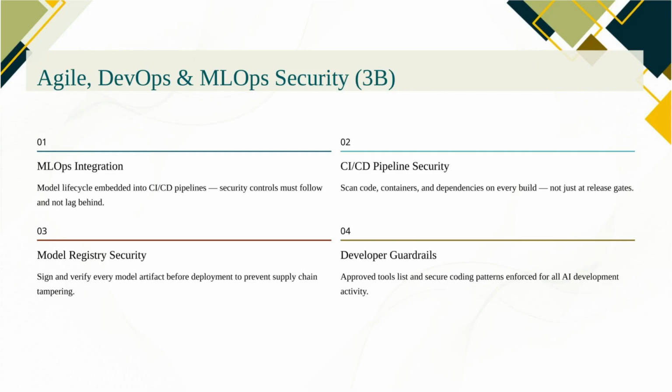Developer guardrails include an approved tools list and secure coding patterns specific to AI, because AI development has security pitfalls that aren't in your standard secure coding guidelines. Things like hard-coded data paths, unvalidated training data sources, and overly permissive API access are common AI-specific coding errors. MLOps security is where DevSecOps meets machine learning, and it's an area where the exam expects you to understand both the concept and the specific controls.